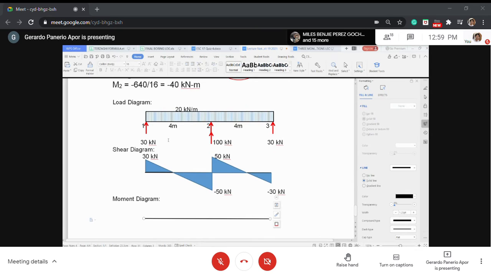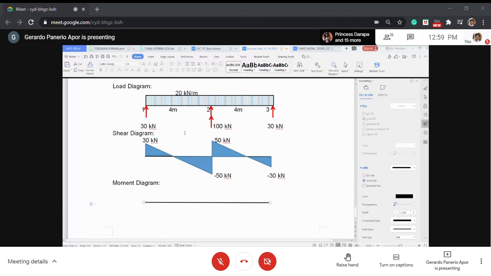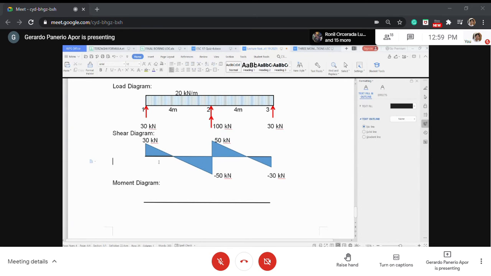So, for example, if this is 30, divide that by 20. The kN will cancel and the unit will become meters. 30 divided by 20, you have 1.5, so that means this distance here is 1.5 meters.